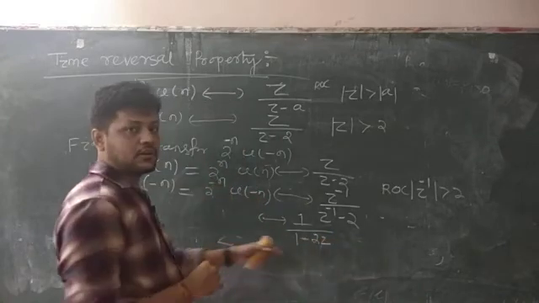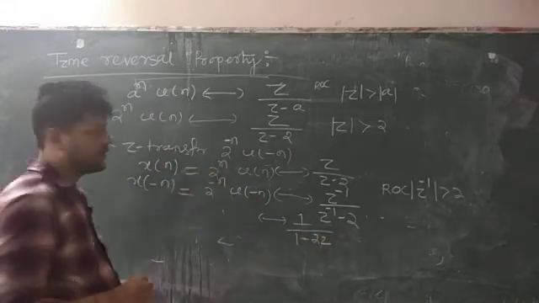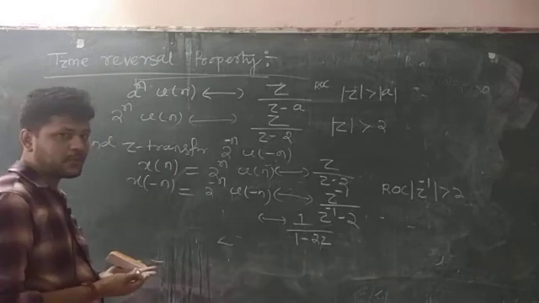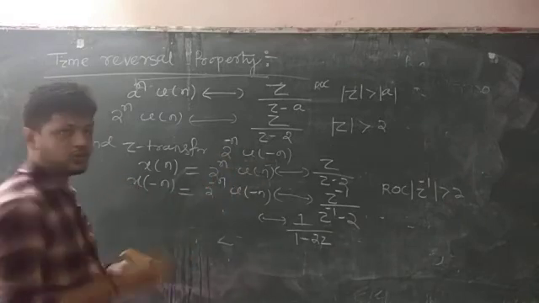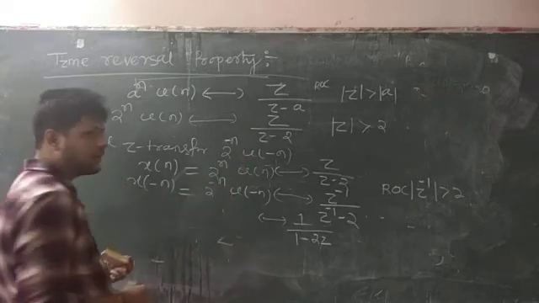So this will be the Z transform of x of n equal to 2 to the power minus n u of minus n. So just now we are using the time reversal property. How we are using the time reversal property, we can see. The question is given 2 to the power minus n u of minus n. So you have to assume x of n. So let x of n be equal to 2 to the power n u of n.